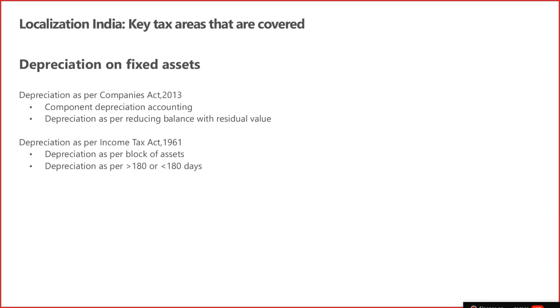Also, we have covered single shift, double shift, and triple shift depreciation, where the government has provided different norms where the depreciation rate will be 100%, 150%, and 200%. So those depreciation rates can be applied if you have a single shift, double shift, or triple shift as well. So this feature is also available.